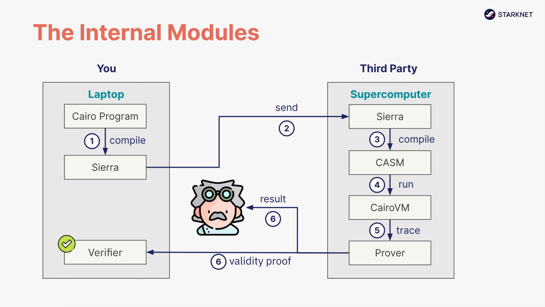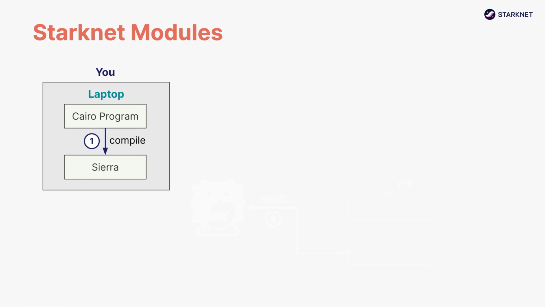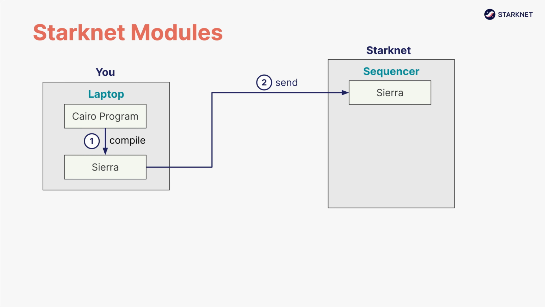This is of course just an example of how Cairo could be used, but doesn't exactly reflect how Starknet works, so let's dig a bit further. The first step is the same as before. You start by compiling your Cairo program to Sierra on your computer, and then send it to a third party to execute it. Here, Starknet takes the role of the third party, the entity in charge of executing your program and generating a validity proof for you to verify.